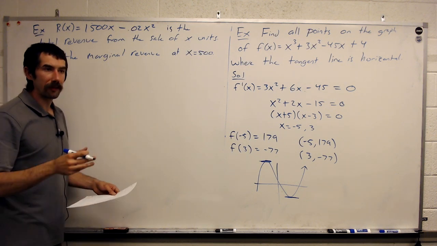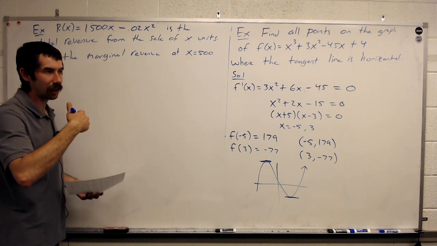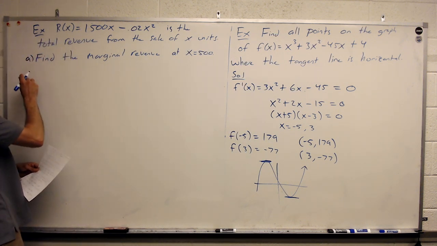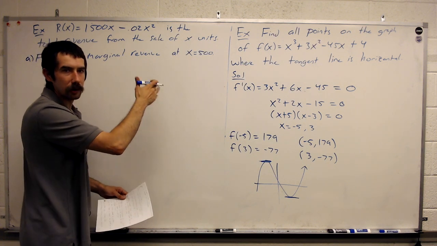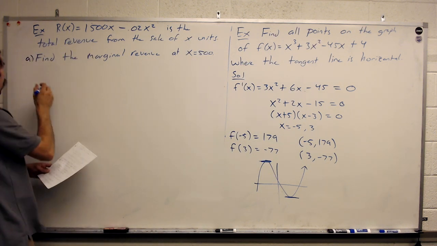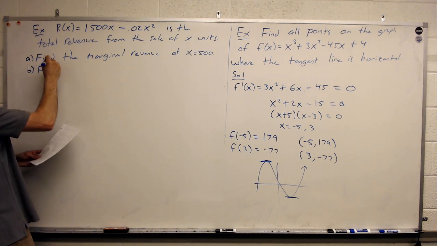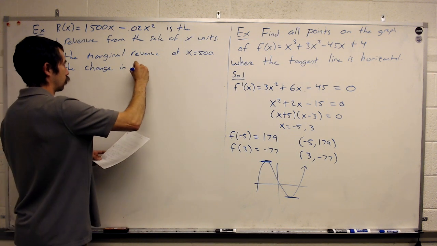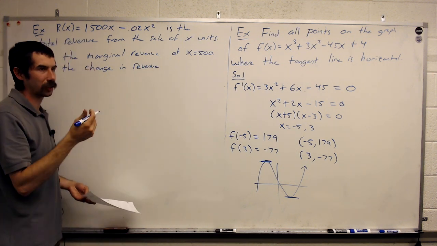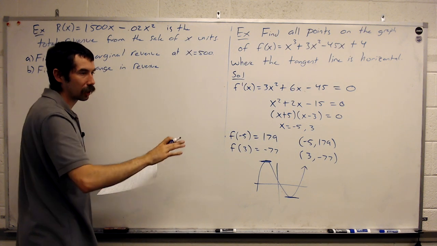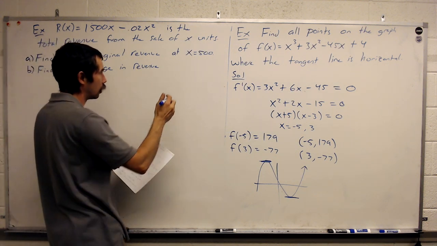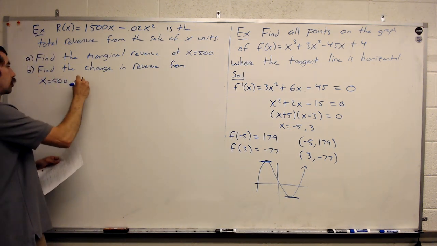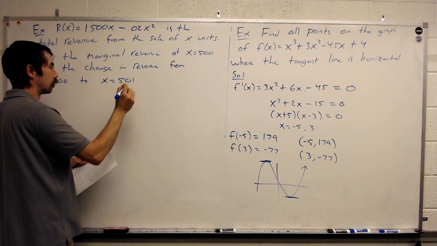All right, remember, the marginal revenue is how much our revenue increases by that sale of the next unit after 500. OK, so let's actually do two things. So we'll find the marginal revenue. We know the marginal revenue is the derivative of the revenue function. And then what we're going to do is find the actual change in revenue. So how much does the revenue actually change? This marginal revenue gives us a very good approximation, but we could find the actual change in revenue from x equals 500 to x equals 501.